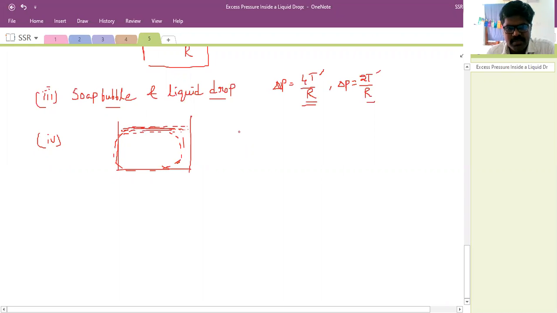Then in that case, again the excess pressure delta P is equal to P inside minus P naught, that is equal to 2T by R. That means whenever you talk about excess pressure, delta P, P inside minus P atmospheric pressure, that is equal to 2T by R.